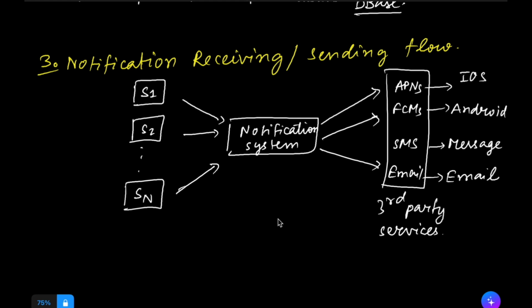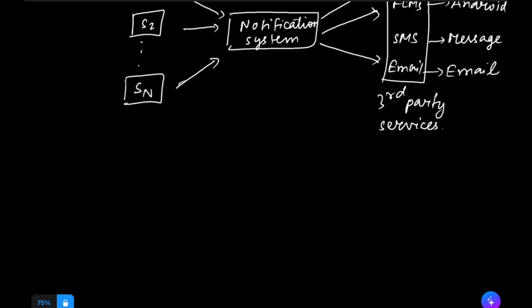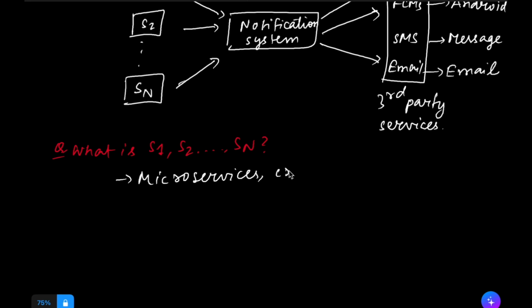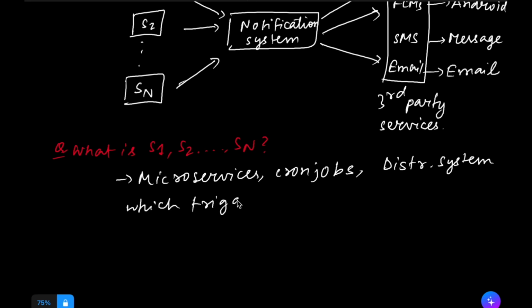Let's now discuss each of these individual components in detail. So what are S1, S2, Sn? Basically these are microservices, or you can say cron jobs, or distributed systems, which trigger the notification sending event.